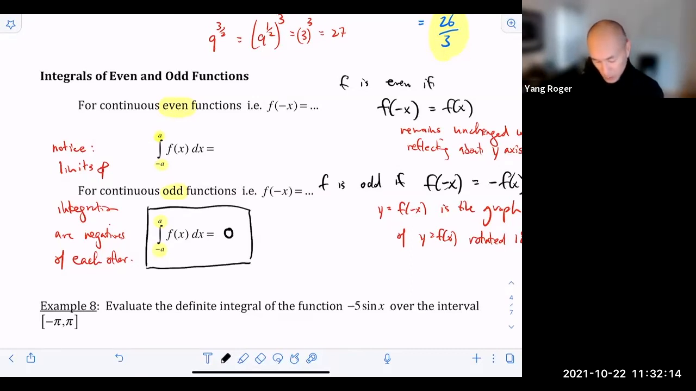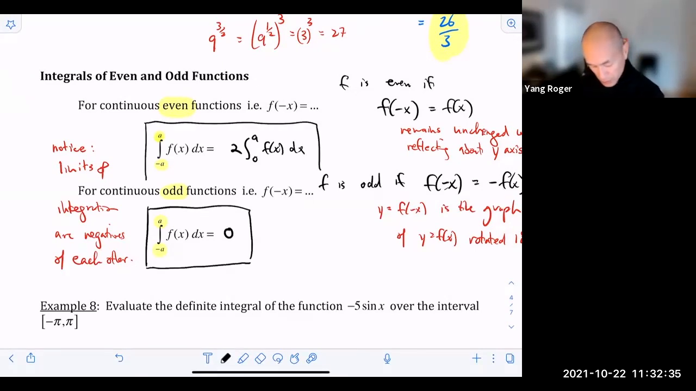What about for the even one? For the even one, the result is still great, but not as great as the answer being automatically 0. For the even one, we can go from 0 to a, f of x dx, and then just multiply our answer by 2. So this is also good for you. The reason why this one is good for you is we love it when one of our limits of integration is 0, because plugging in 0 is easy.